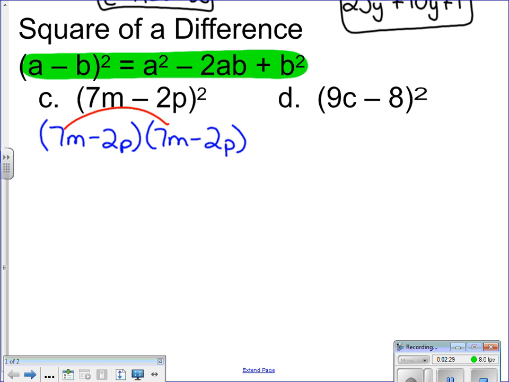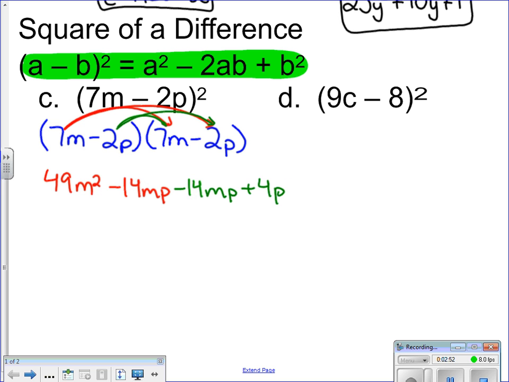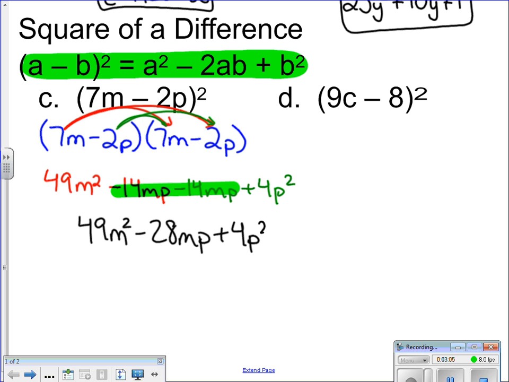Distribute. 7m times 7m, 49m squared. 7m times negative 2p, negative 14mp. Negative 2p times 7m, another negative 14mp. And negative 2p times negative 2p makes positive 4p squared. Combine like terms in the middle. 49m squared minus 28mp plus 4p squared.